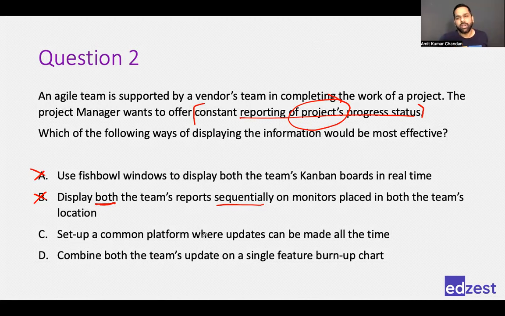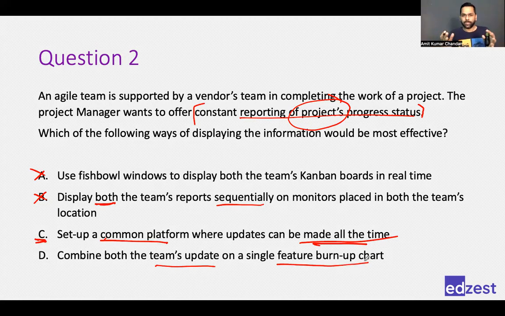Set up a common platform where updates can be made all the time. Right? Looks a very good choice. We have a common platform where updates can be made all the time. So looks like a good choice. Then we go to D. Combine both the teams' update on a single feature burn-up chart.